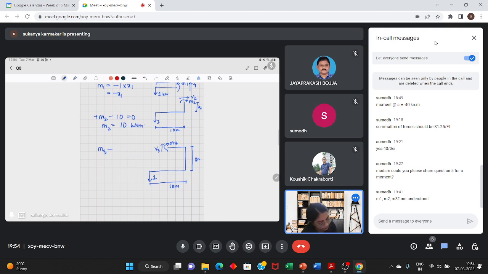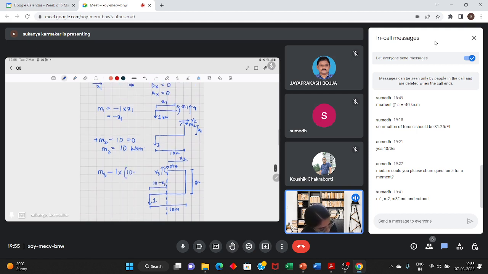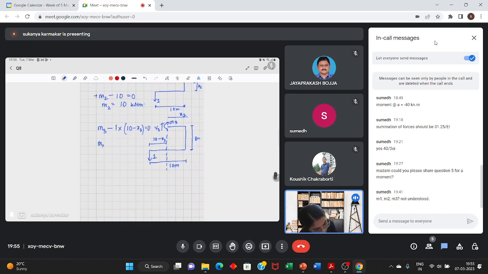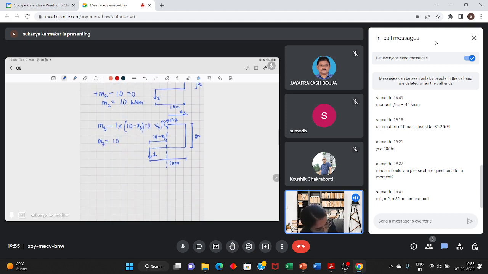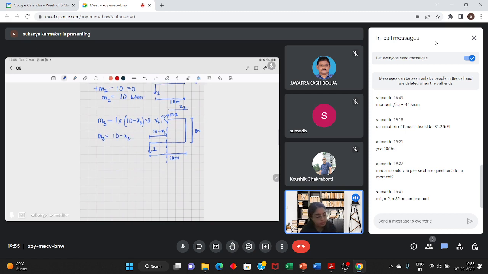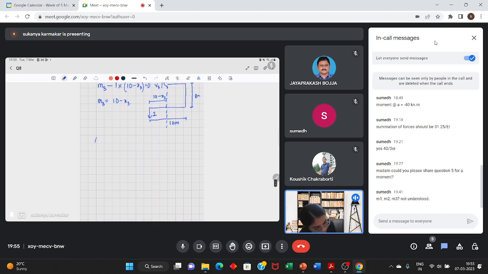minus 1, and how much distance is it away from here? If this length is x3, this distance is 10 minus x3, so this is 10 minus x3 is equal to 0. So M3 is equal to 10 minus x3. Done. So now use the unit load method and integration.